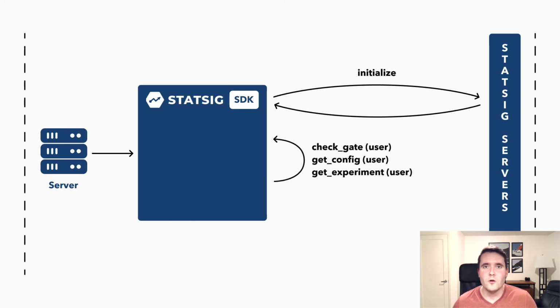When you make the call to actually check a gate, get a config, or get an experiment, you will pass in the user for that request. Finally, you can log events to Statsig, but you must also pass the user along with those requests. They'll still be batched and periodically flushed to Statsig servers. Now you can see why we refer to our server SDKs as SDKs for multi-user environments.